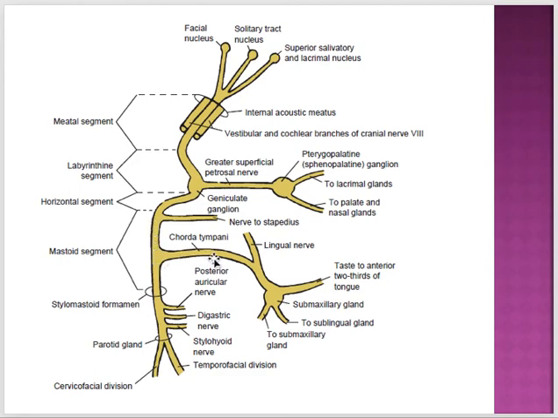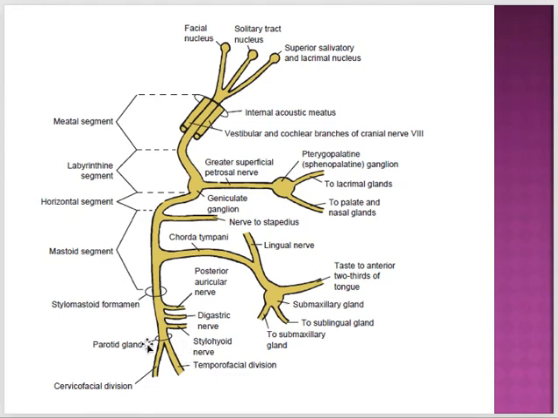So what is this one? The chorda tympani branch carries the taste to the anterior two-thirds of the tongue, as well as to the sublingual and submaxillary glands. And then it comes out through the stylomastoid foramen and it gives branches: the posterior auricular nerve, digastric nerve, stylohyoid nerve, and then it passes through the parotid gland and gives two more divisions.